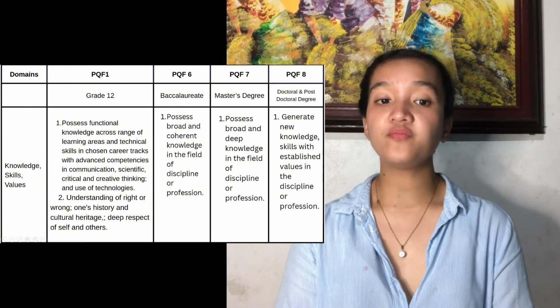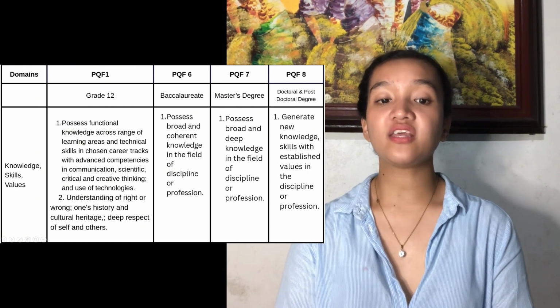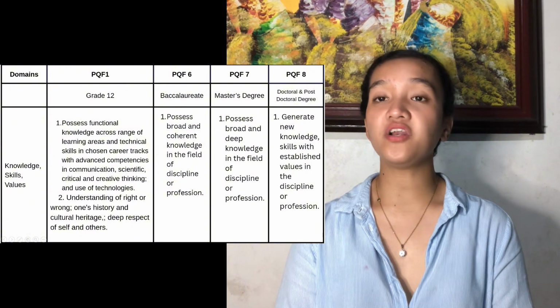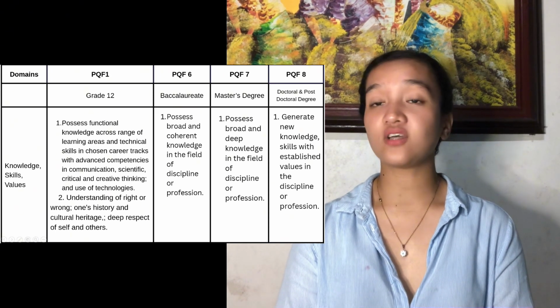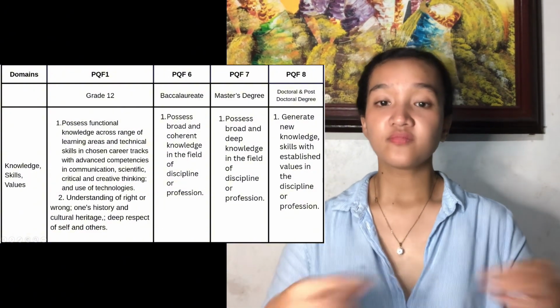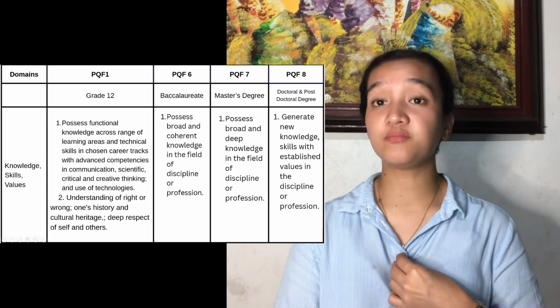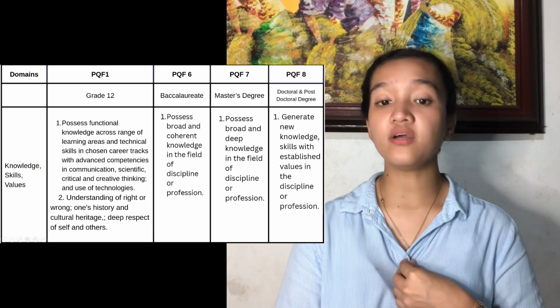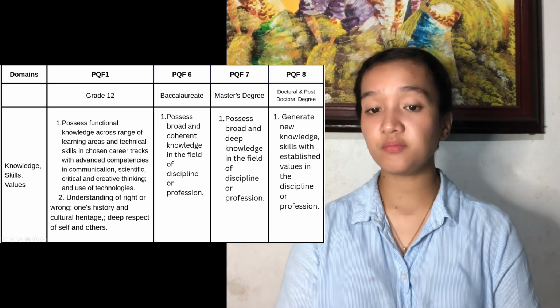In level 1, which is grade 12, learners possess functional knowledge across a range of learning areas and technical skills in chosen career tracks, with advanced competencies in communication, scientific, critical and creative thinking, and use of technology. Another one is understanding of right or wrong, one's history and cultural heritage, and deep respect of self and others. While in level 6, which is the baccalaureate, they possess broad and coherent knowledge in the field of discipline or profession. And level 7 is the master's degree. They possess broad and deep knowledge in the field of discipline or profession. And in level 8, they generate new knowledge and skills with established values in the discipline or profession.